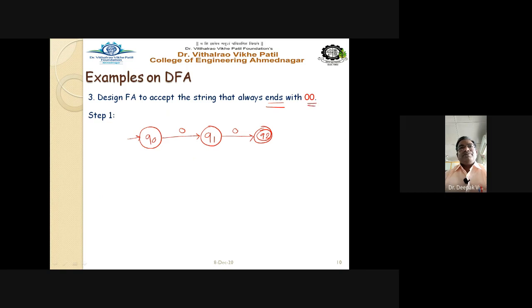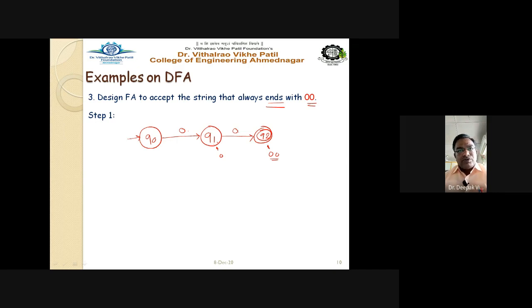Very simple. Q0 on 0 goes to Q1, and after applying 0 again it goes to Q2. So here I see 0, and at Q2 I see 0, 0. Whatever strings you input, it definitely ends with 0, 0. This is our step 1. How many transitions are shown? Only 2 transitions. What about the remaining transitions?